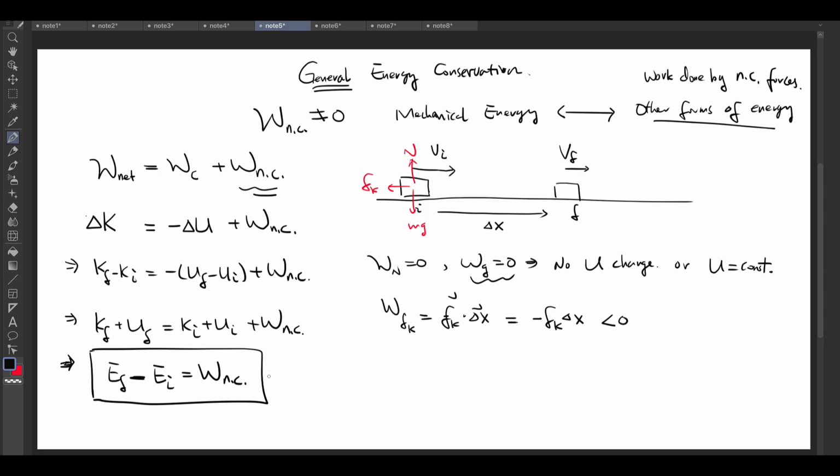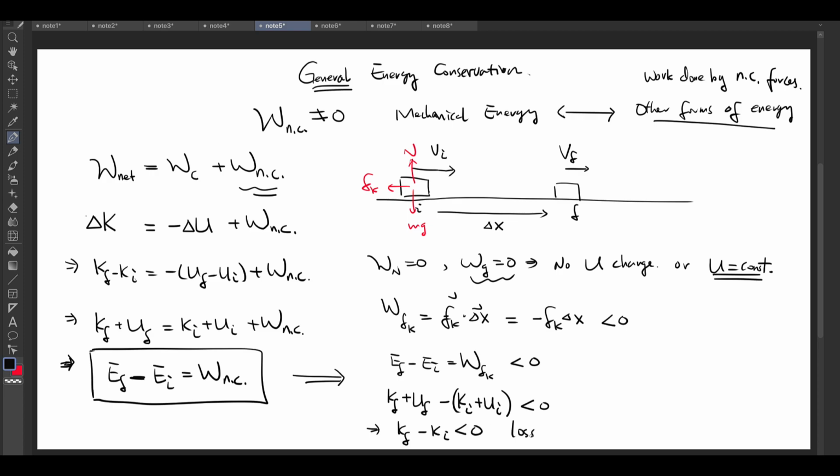Now, according to our general energy conservation formula, E final minus E initial equals W Fk, which is negative, right? So if I write out these E final, E initial components, K final plus U final minus K initial plus U initial, then we have this term negative. The summation here is negative. And because U doesn't change, we're looking at the same level, so what we have here is actually just the loss of kinetic energy. There's a kinetic energy loss in this process, okay?